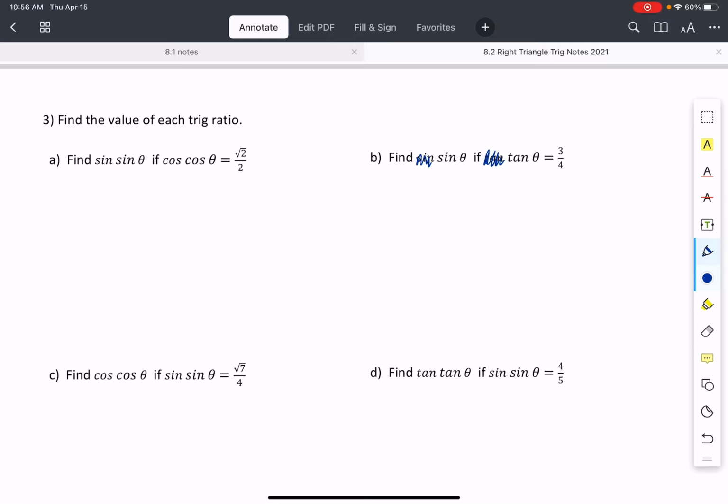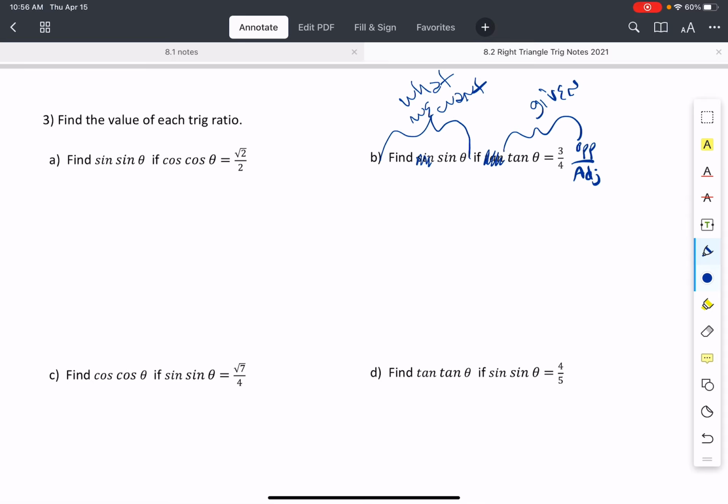So this right here where it says find this, that is what we're looking for. That's what we want, okay? This is the given information, okay? So sine of theta is the question, and tangent of theta is what we're given. You guys with me? Okay, so the tangent fraction ratio is opposite over adjacent, right? So far okay? Any questions?